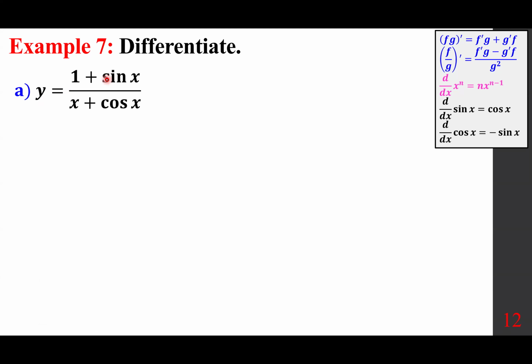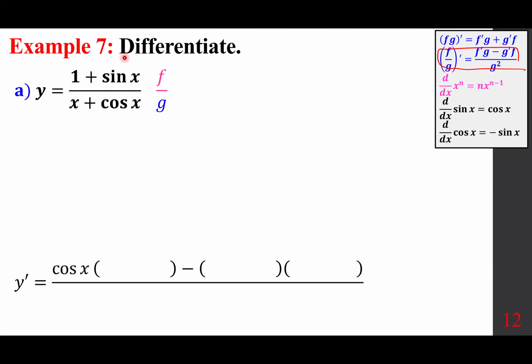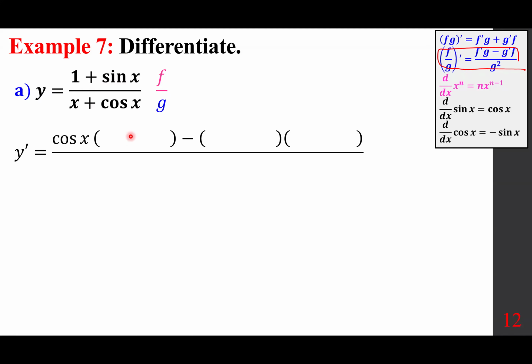y equals 1 plus sine x over x plus cosine x. We want to differentiate that. And to do so, we notice you have to use the quotient rule. We're going to call it f over g. So let me box this, the one we're going to use. f prime g minus g prime f over g squared. So f prime, the derivative of 1 is 0, sine is cosine x, times g, just put the denominator, x plus cosine x, here.